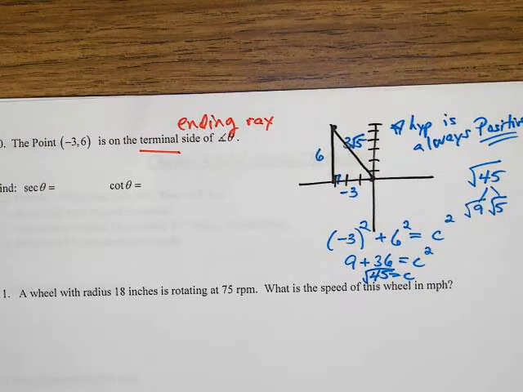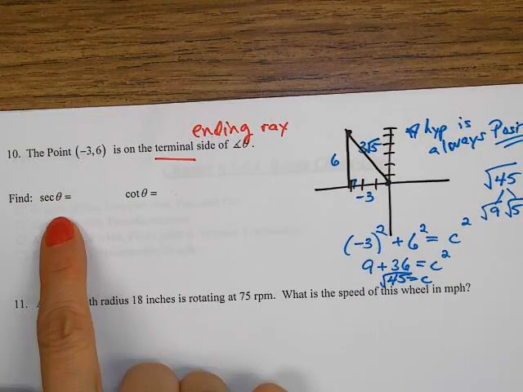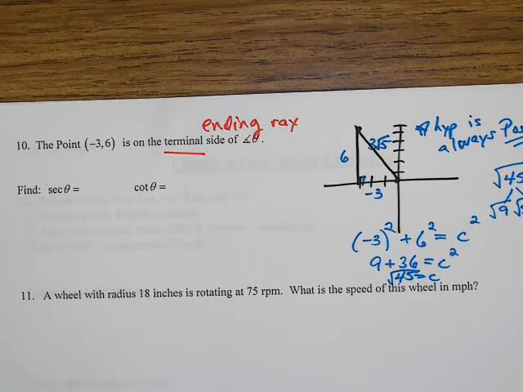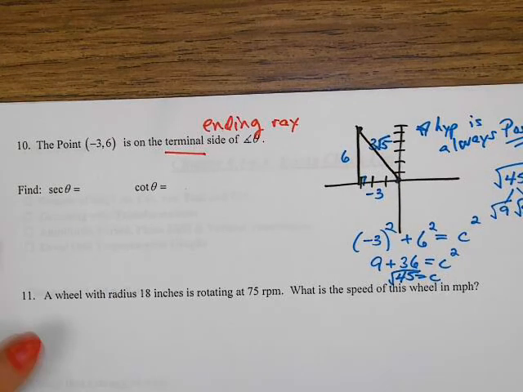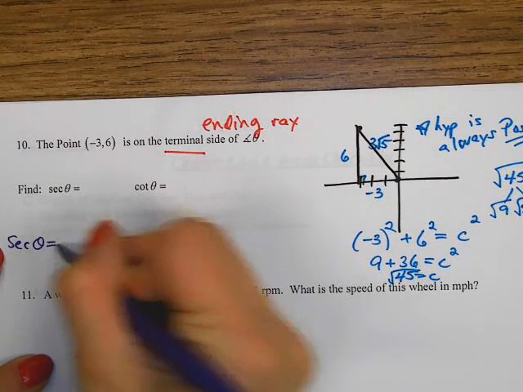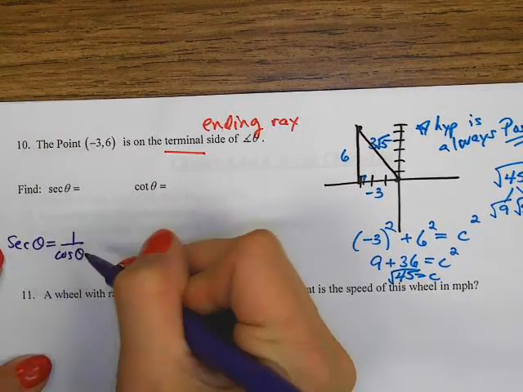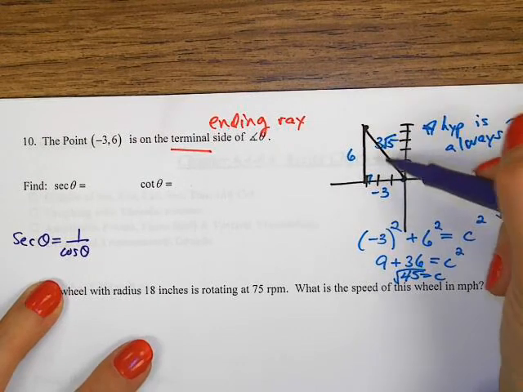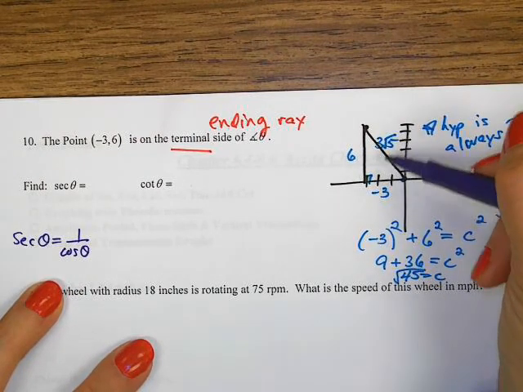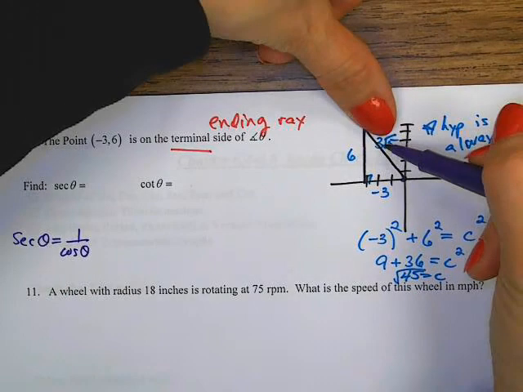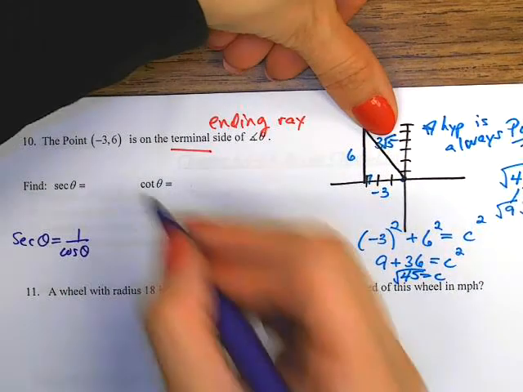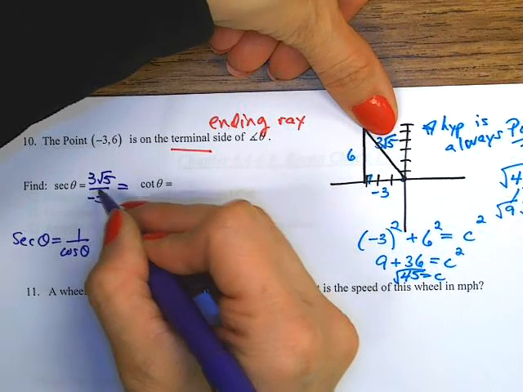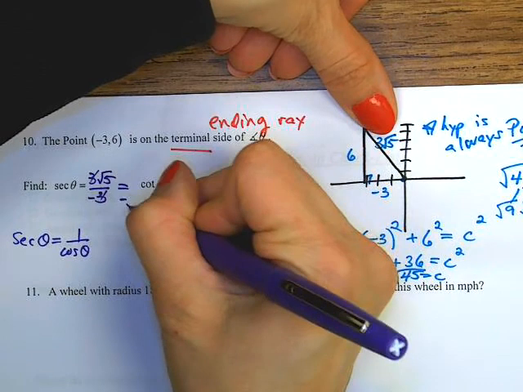The two questions they wanted to ask were secant and cotangent. The way that I'll do secant is I will think about cosine. Secant is 1 over cosine. So let's go look at cosine, and then I have to flip it, do the reciprocal. So I'm not going to do adjacent over hypotenuse, I'm going to do hypotenuse over adjacent. 3 radical 5 over negative 3. Cancel, cancel is negative radical 5.